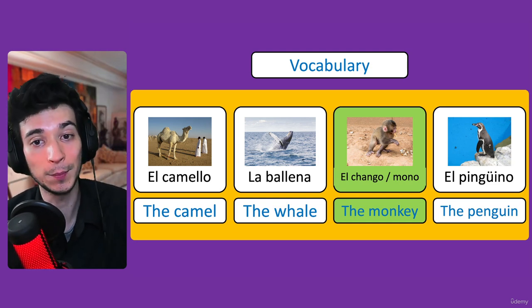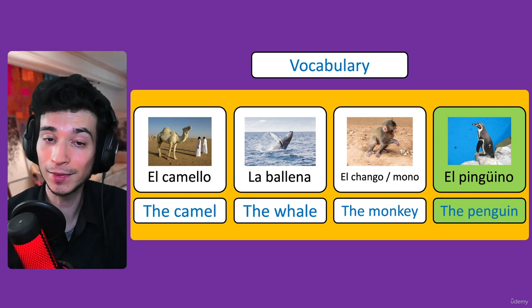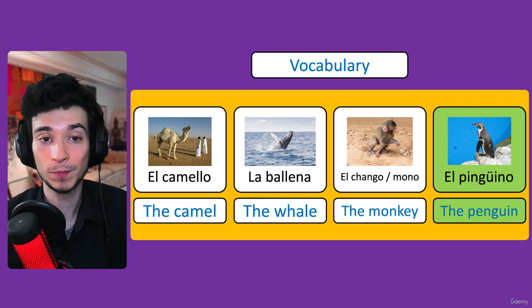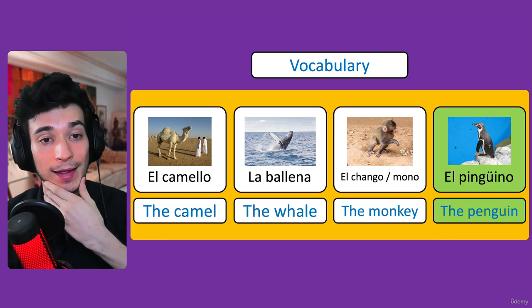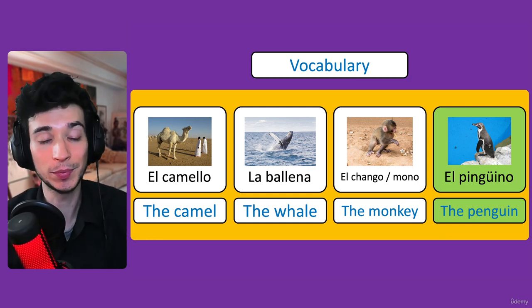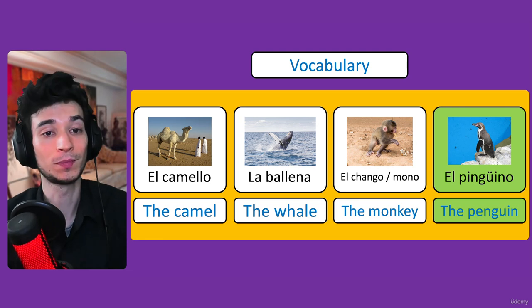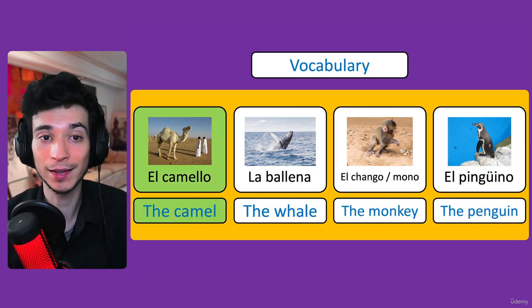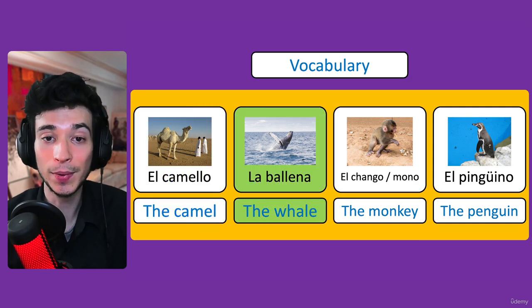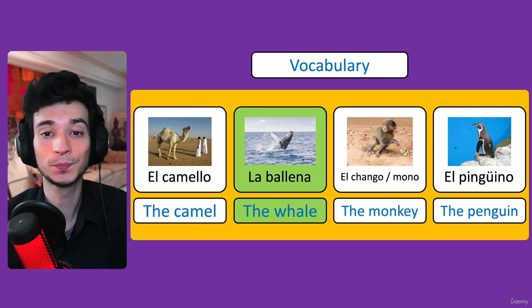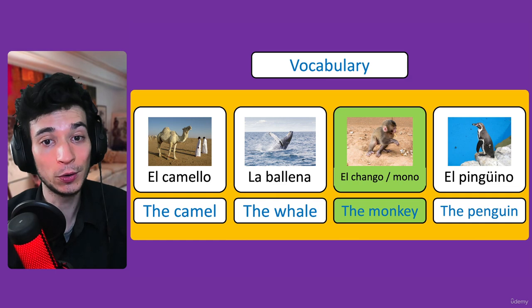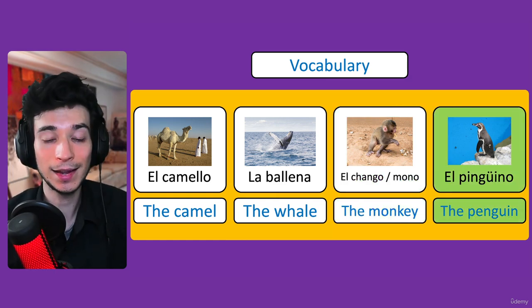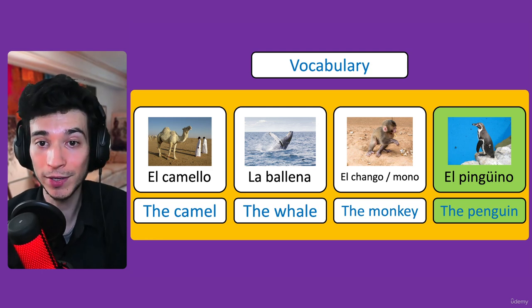El chango, el mono. And the fourth one is el pingüino, the penguin. El pingüino, the penguin. Pingüino. Okay, one more time. El camello, the camel. La ballena, the whale. El chango or el mono, the monkey. And el pingüino, the penguin.